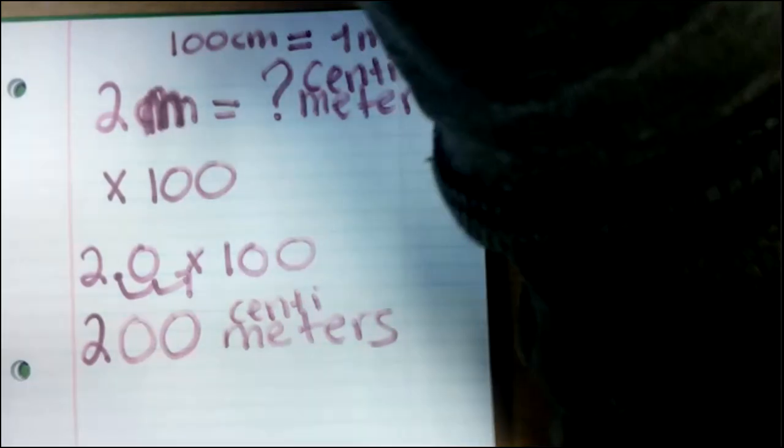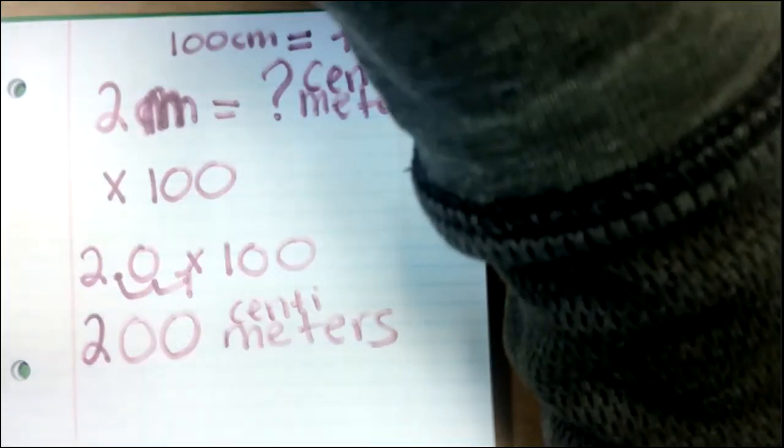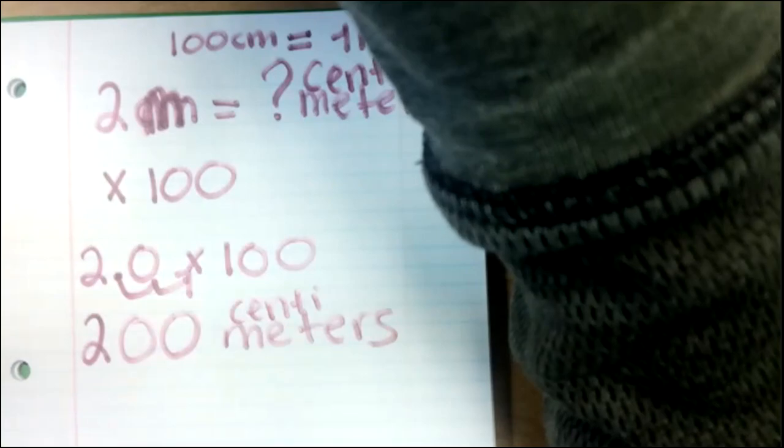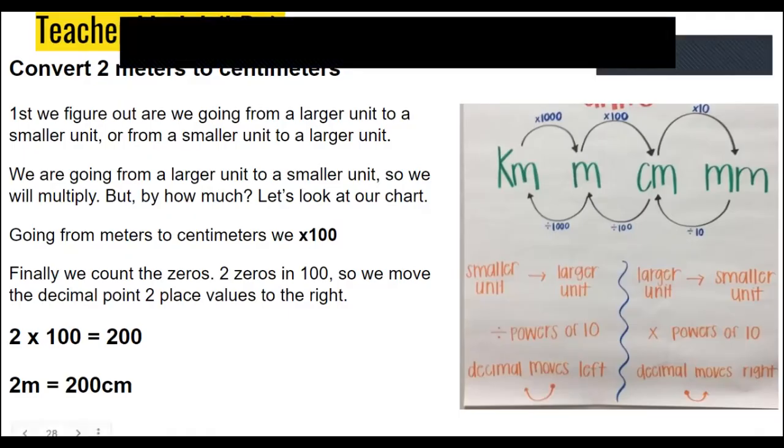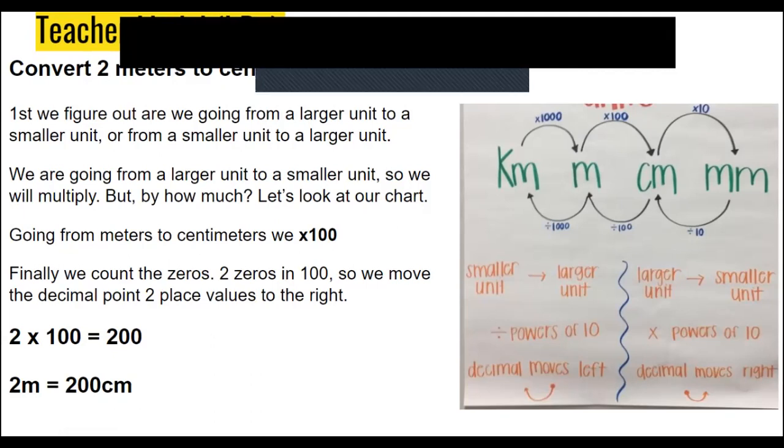Okay, next one, let's do another one. Yep, 2 meters equals 200 centimeters. What do you think 3 meters will be? 300 centimeters. Good. And so on.